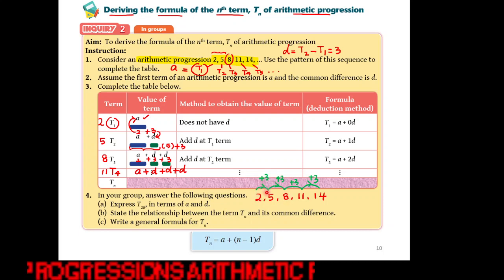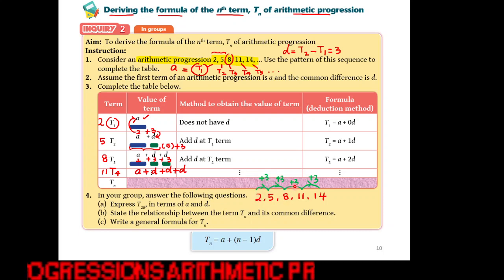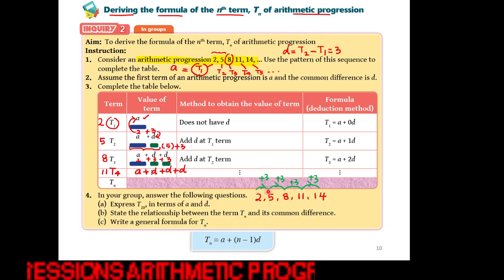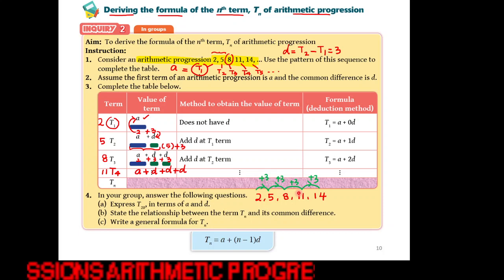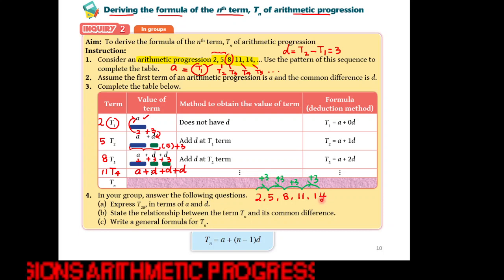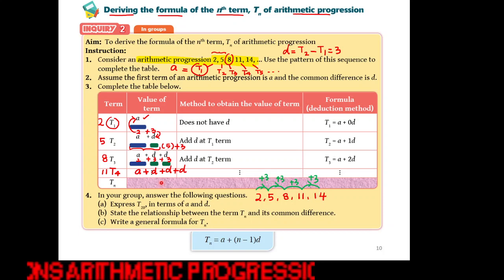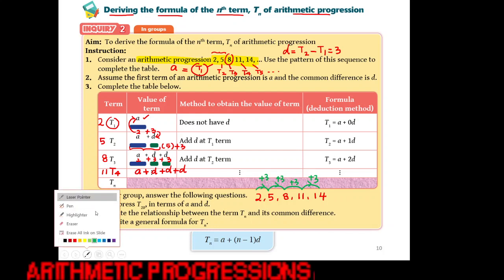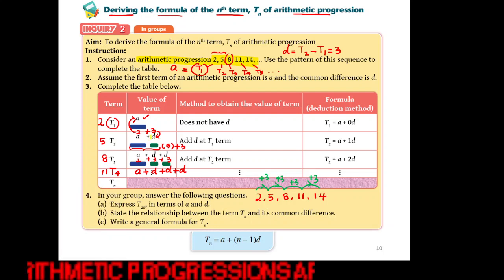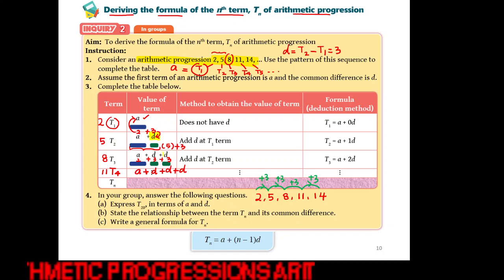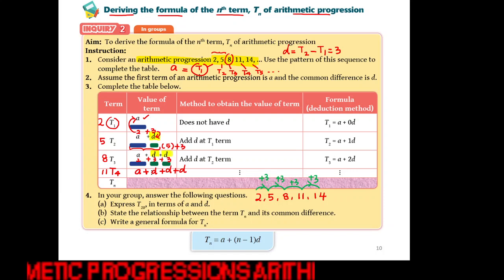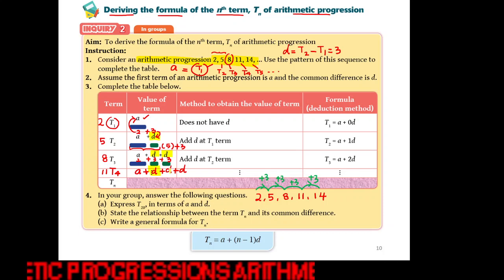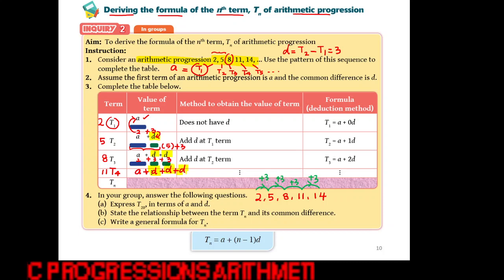2 plus 3 plus 3 plus 3 will get 11, and 2 plus 3 plus 3 plus 3 plus 3, we will actually get 14. So you can see the number of D involved here. Alright, so when we look at the first one here, it has 1D. The second one here, 2D. And the third one here is actually 3Ds.